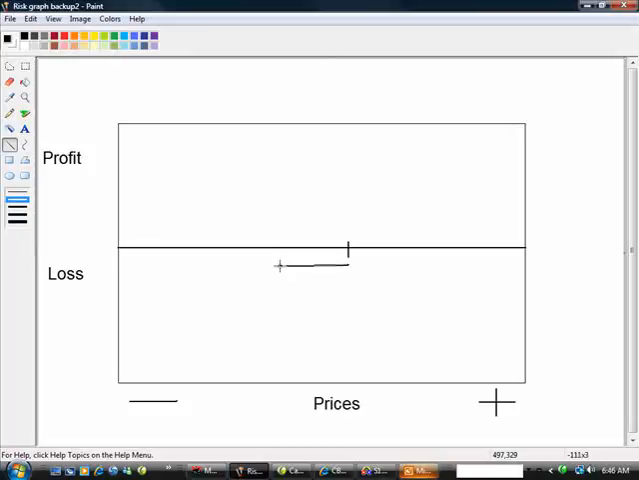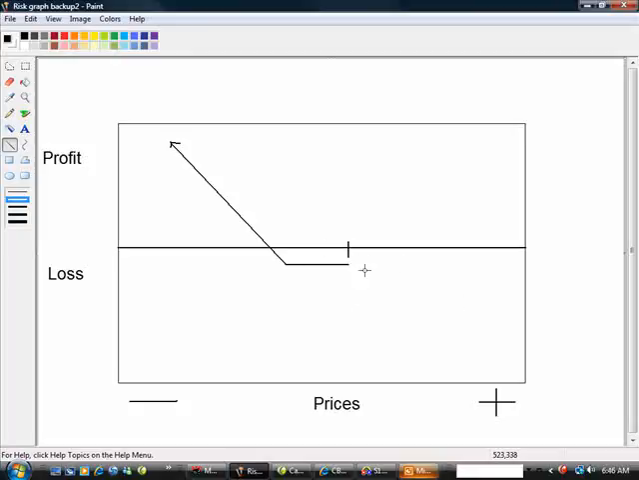It starts at a loss because we paid a certain amount, which in this case was $100 per contract, but then it has an unlimited profit potential that will appear as prices fall. So you'll notice as we go to the left, as prices fall, unlimited profit potential. So the same idea as a call, but just in reverse.